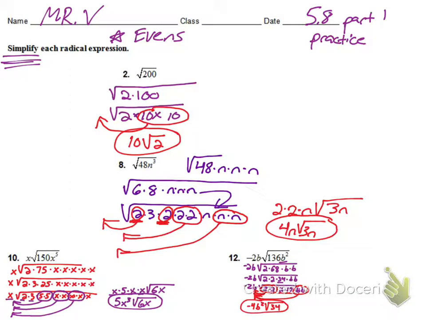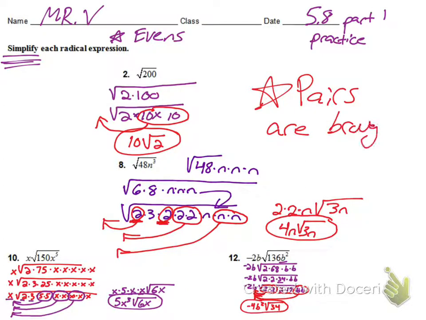So on this first page, all we did was break them down into smaller multiplication steps, and then the pairs are brought out of the radical sign, okay?